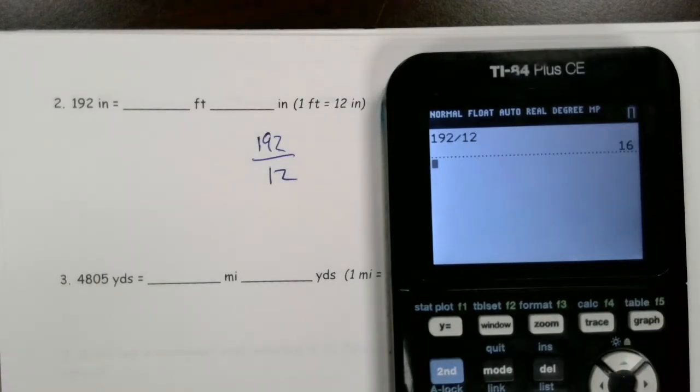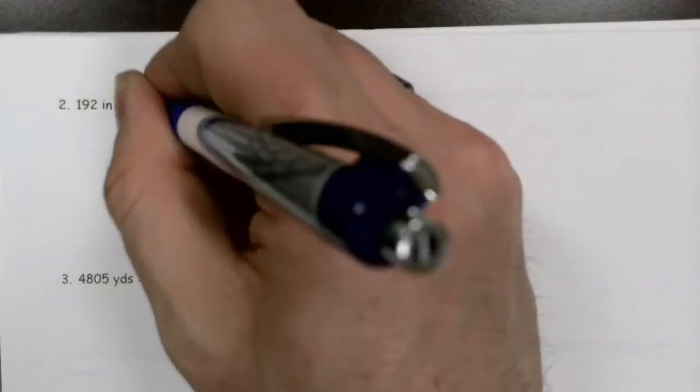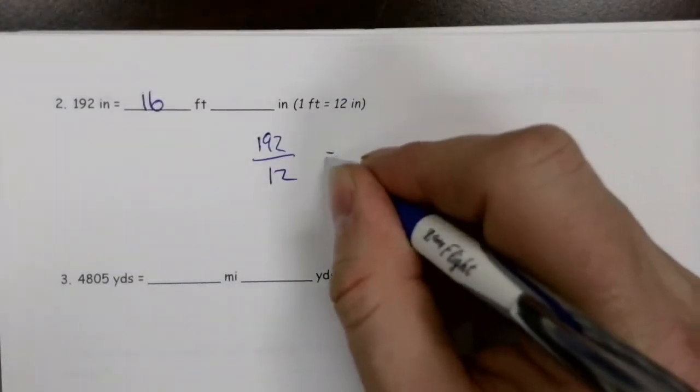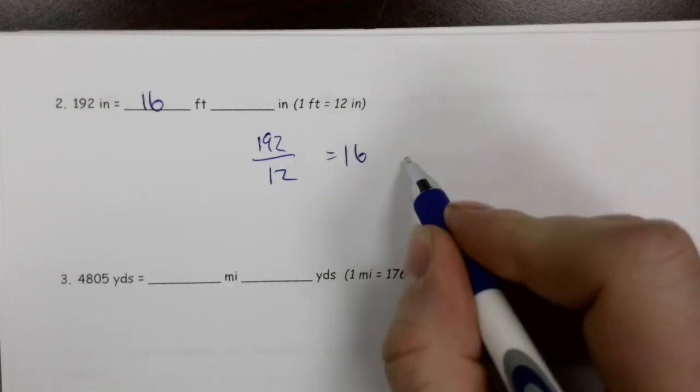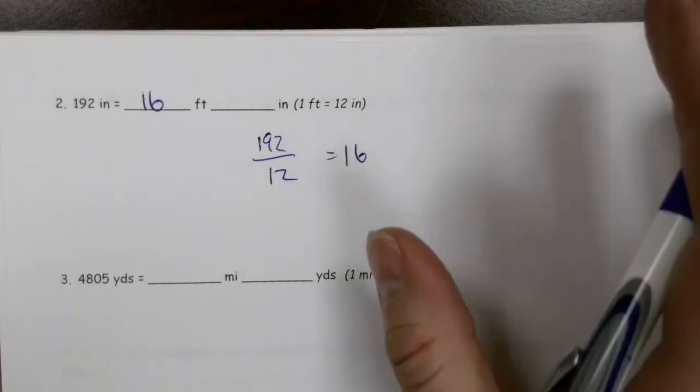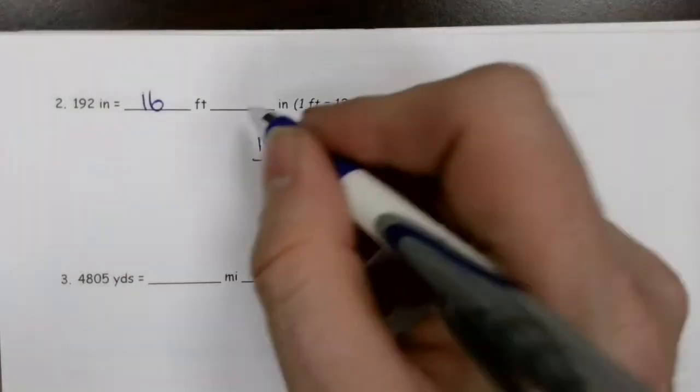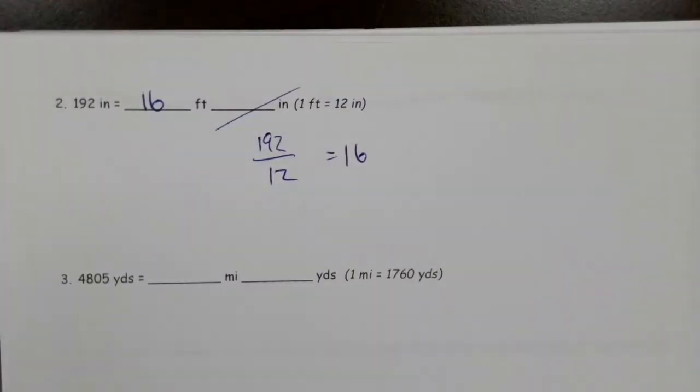And in this case, we get 16. Now, in this case here, we're getting 16 with no decimal left over here. There's no remainder. So that's it. Okay? There are no inches there. So that's fine. That sort of thing can happen here where that works out really beautifully. Okay? It's not always going to work out like that.